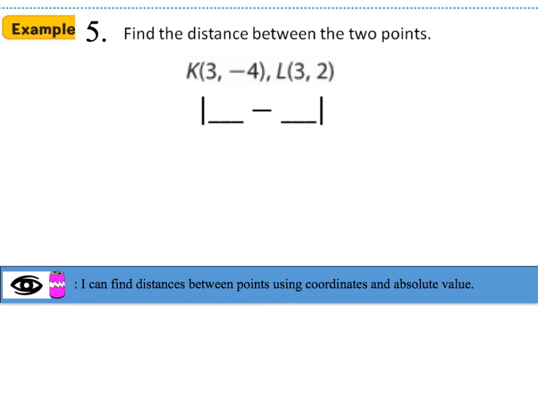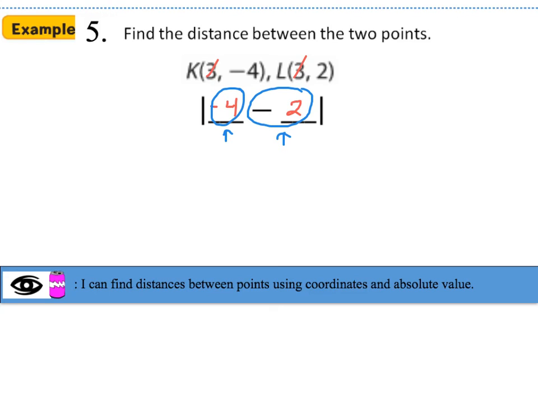Example 5, it says find the distance between the 2 points, point K and point L. So let's take a look at the items that we have in common. The x coordinates are both in common, so I'm going to ignore that in this case. And I'm going to use my absolute value formula to figure out this answer. In the first spot, I'm going to take negative 4. And in the second spot, I'm going to put negative 2. Alright, so notice I've got a negative 4 in this first box right here. And in the second box, I have a negative 2 if I take that sign with it.